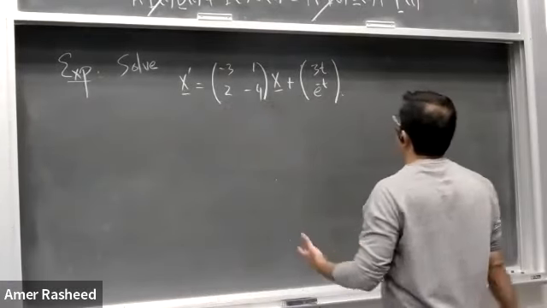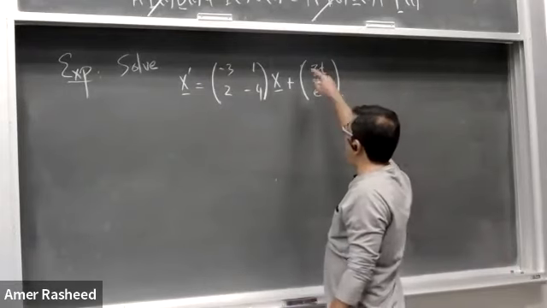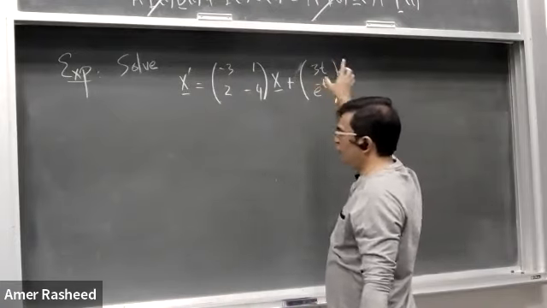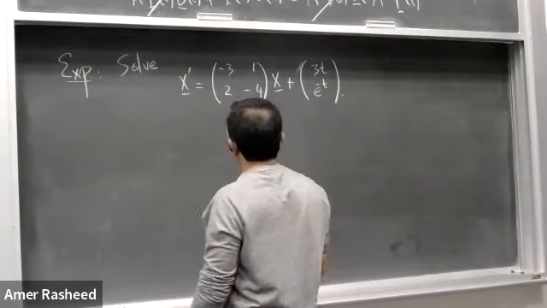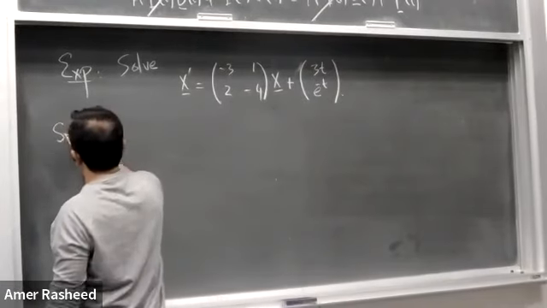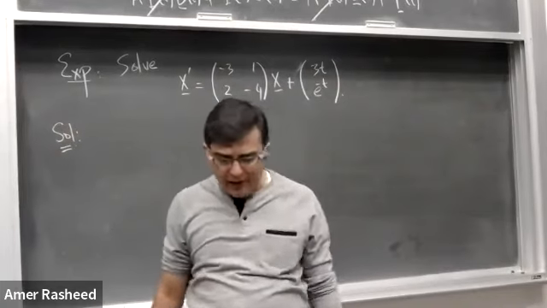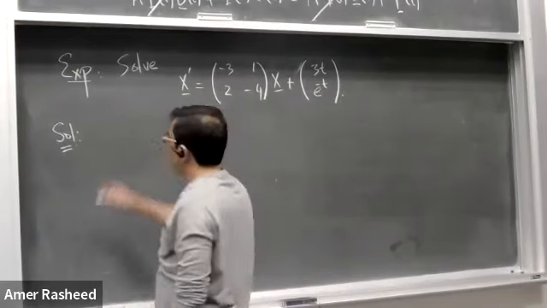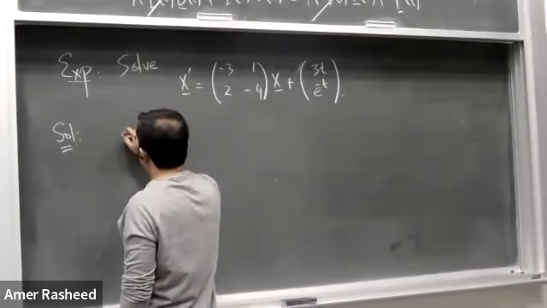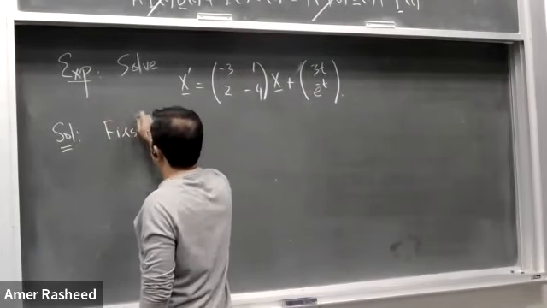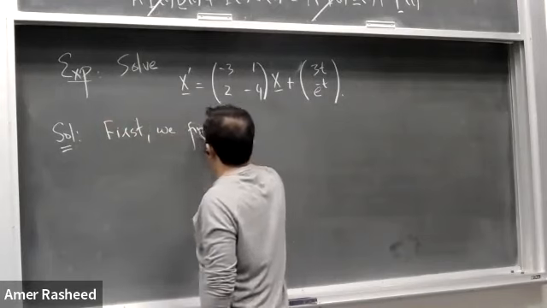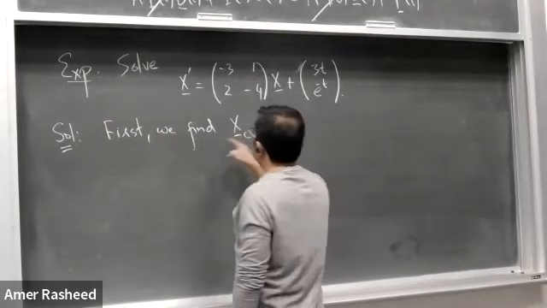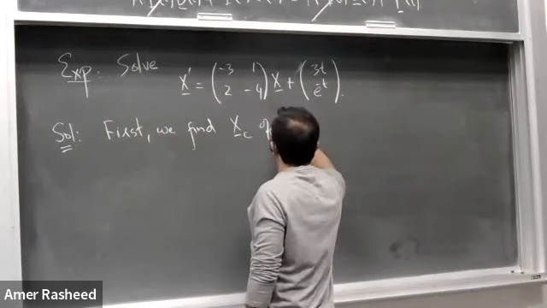This method of variation of parameters doesn't care whatever the form of the functions given in this vector. We don't care. We just have to follow the procedure. Okay, how to solve it? We are going to solve it by using the method of variation of parameters. So first, we need to find the complementary solution. First we find the complementary solution xc.